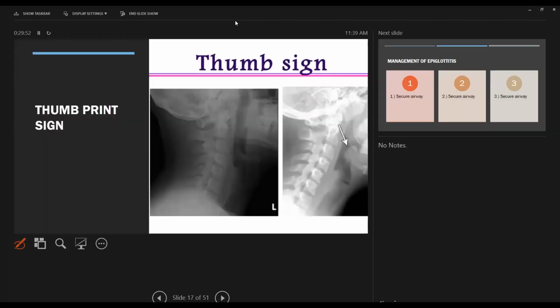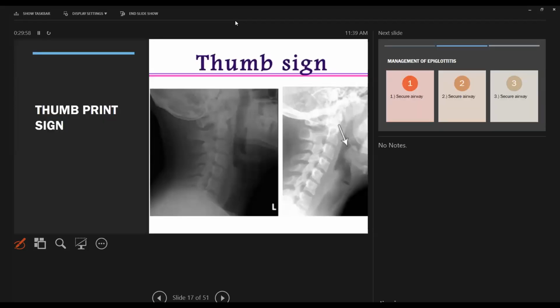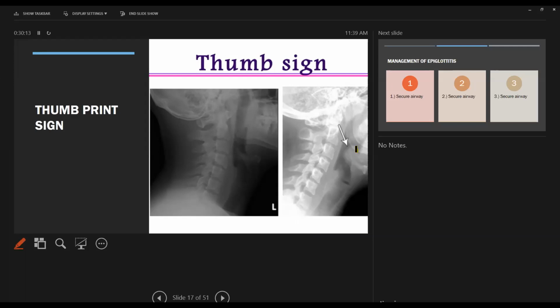So how do we go about treating this? Well, first we want to stabilize the airway. Then we can get a film if we have time. What we're going to see is this characteristic thumbprint sign. Okay, so the thumbprint sign is this right here. That's all the epiglottis.